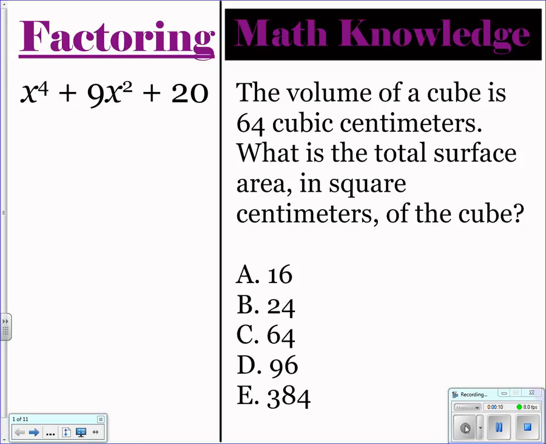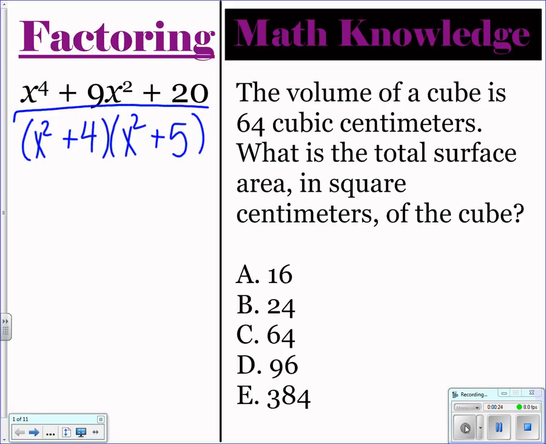So this factoring is going to start off as x squared. And we're looking for two numbers that'll multiply to give us 20 and add to give us 9. Those are both sums of squares, and so you can't factor that any further. You'll leave it just like this. Okay, so that's your answer for the factoring.